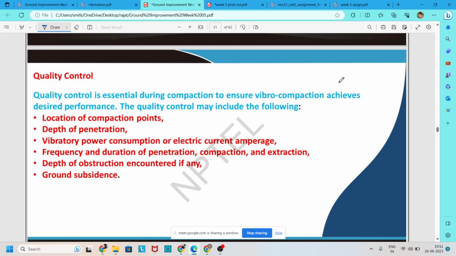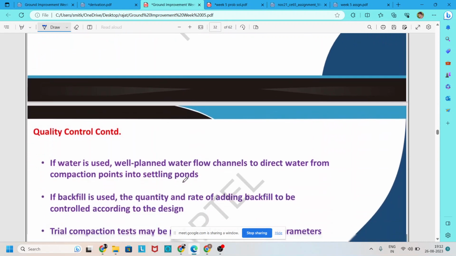the soil frequency, so that resonance should happen. We also need to see the depth of obstruction, whether anything obstructs our probe or not. If it obstructs, we have to remove that obstructing material, and also need to look after the ground subsidence. If the ground subsides, it is backfilled with good, strong material. If not, there is no risk here. Moving to the next slide.